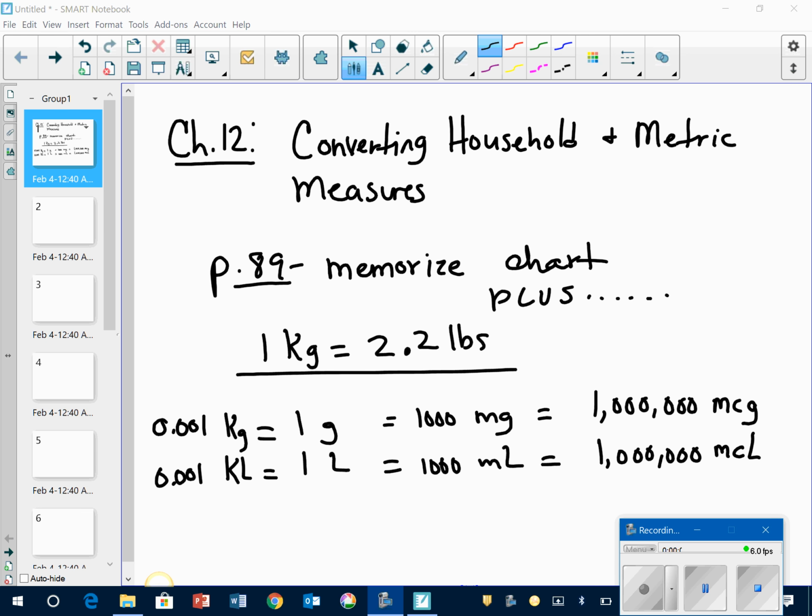Okay, Chapter 12 is interpreting prescriptions and converting household and metric measurements. After reading through this chapter, which I want you to do, the student should be able to describe the metric system, identify the standard metric units for length, weight, and volume, define prefixes used in the metric system, perform conversions between the metric system and household measurements, perform conversions within the metric system, and interpret common pharmacy abbreviations.